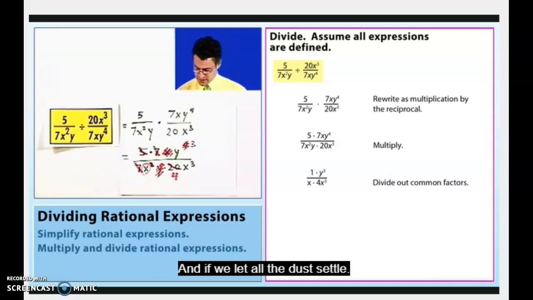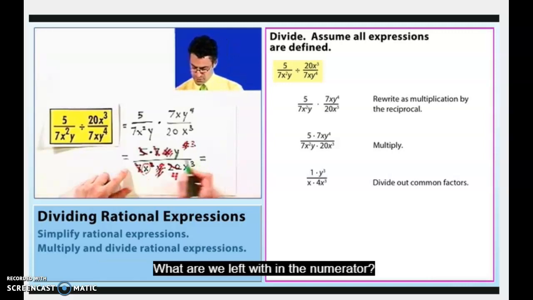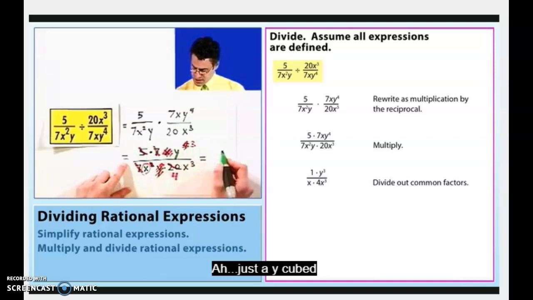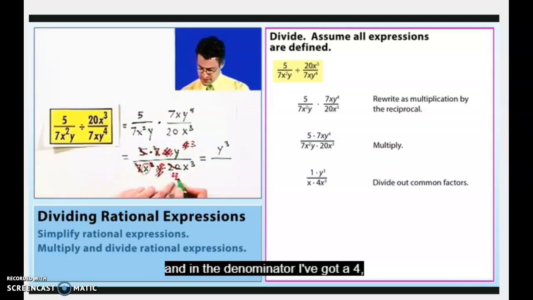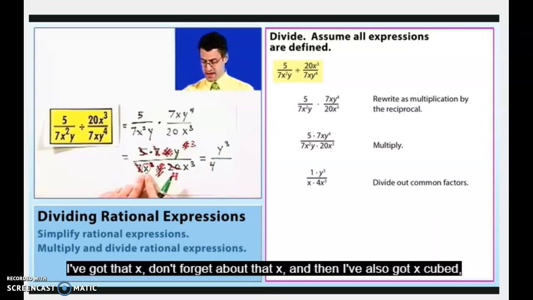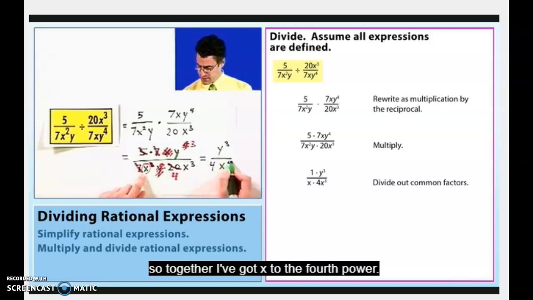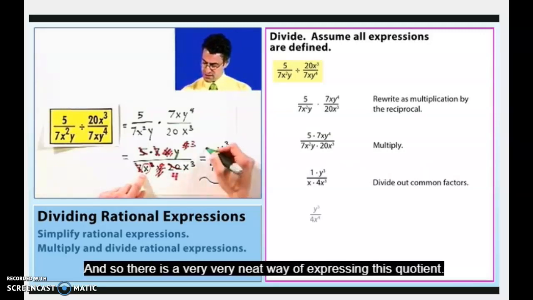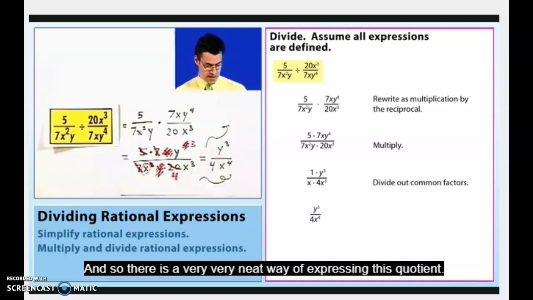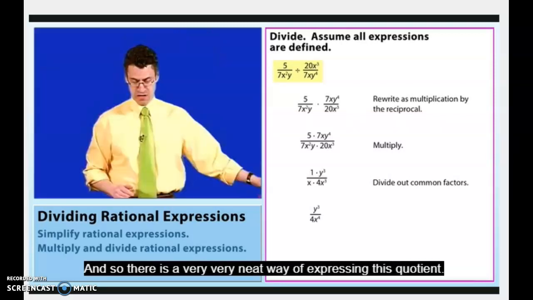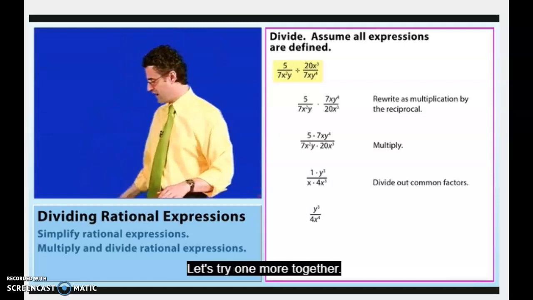And if we let all the dust settle, what are we left with in the numerator? Just a y cubed. And in the denominator, I've got a 4. I've got that x, don't forget about that x. And then I've also got x cubed, so together I've got x to the 4th power. And so there is a very, very neat way of expressing this quotient. Not a problem. Let's try one more together.